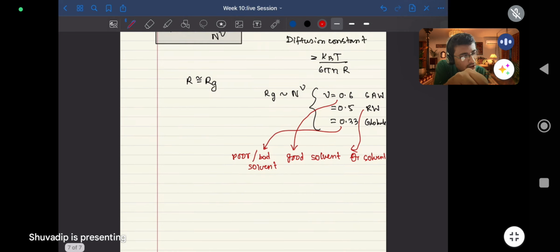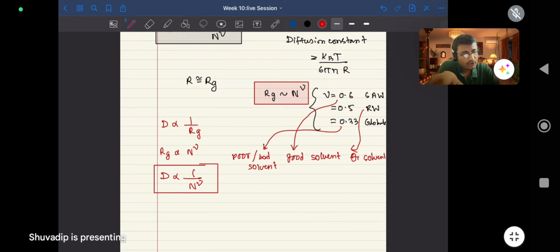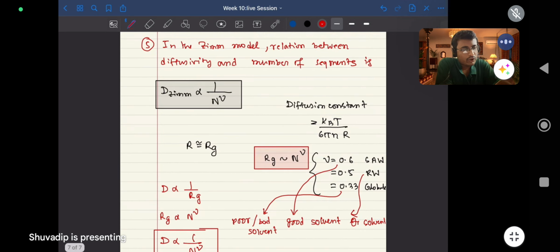If you remember this relation, we have derived this earlier, the scaling law of Rg is something like this. So now, if D is proportional to 1 by Rg and Rg is proportional to N to the power nu, then clearly D is proportional to 1 by N to the power nu. So this is one justification for the correct relation we got from the Zimm model, that indeed D should not be proportional to 1 by N, but it should be 1 by N to the power nu.